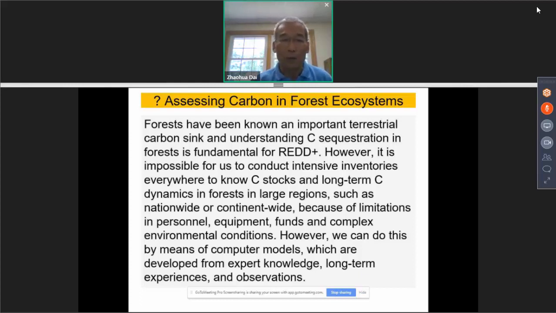Long-term carbon dynamics in forest, especially over a large area, such as nationwide or continent-wide, are limited by personal equipment and phones and the environmental conditions. But models can do this, because the model developed is based on expert knowledge and long-term experience and observations. So we can use a model to do this work.